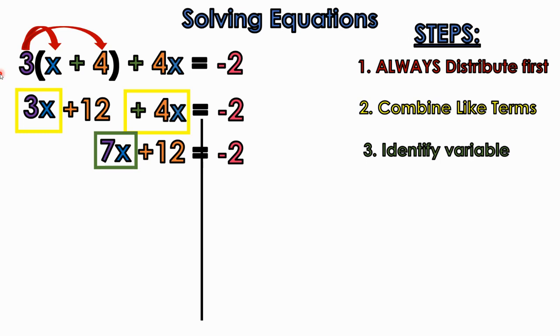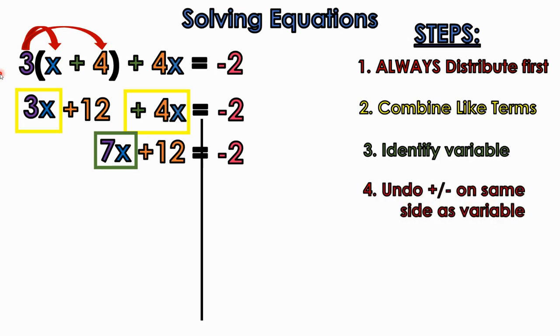And this just helps me to focus on which side I'm going to work on. So I'm looking at the left-hand side. I'm trying to get that x by itself. But right now, I've got it being multiplied by 7 and adding 12. So I've got multiplication and addition. So always undo your addition or subtraction first on that same side of the variable. So I've got a plus 12, so I'm going to do the opposite, which is subtract 12. And I have to make sure to keep my equation balanced, so I have to do it to both sides. And then I can simplify.